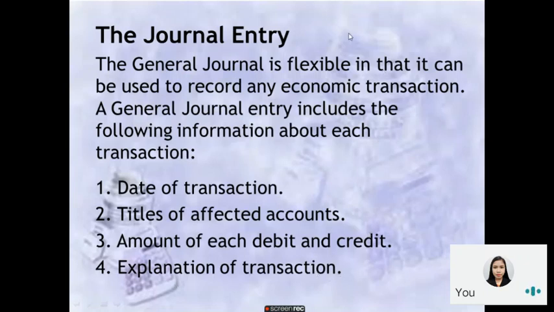Since you are preparing the journal entry, this is the book of original entry, meaning it is the first recording process that you will do based on the transaction. Your explanation of the transaction must start with the word record. For example, to record payment of rent. You must start your explanation with the words to record.